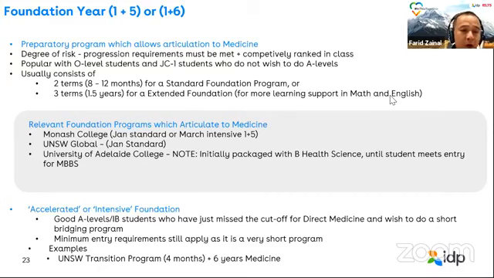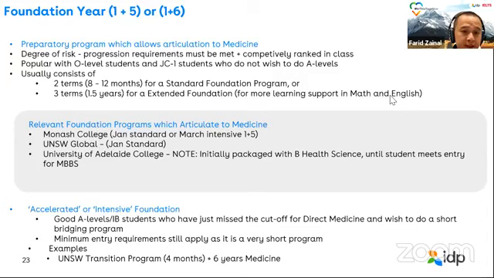Some relevant or popular foundation programs which can articulate to the medicine are Monash College itself, obviously leading up to Monash University, UNSW Global, leading up to UNSW itself, and the University of Adelaide College, obviously to the University of Adelaide, right?